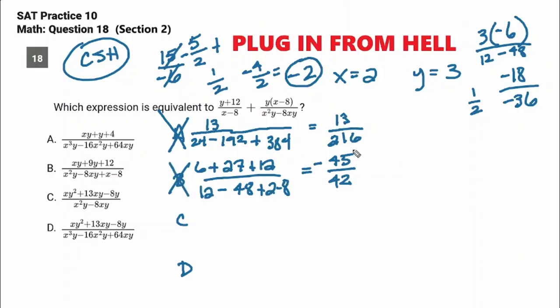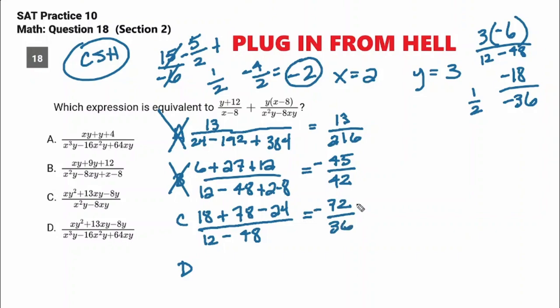X times y squared. 2 times 9, that's 18, plus 13 times 6, 78, minus 8 times 3, 24. Go ahead and plug that in your calculator. 72 over x squared y, that's 4 times 3, which is 12, minus 8 times 6, 48. 12 minus 48, we've done this one, we can do it again. That's negative 36. So now you're going to divide 72 by 36. Look at that, negative 2. That's it, that's the answer.